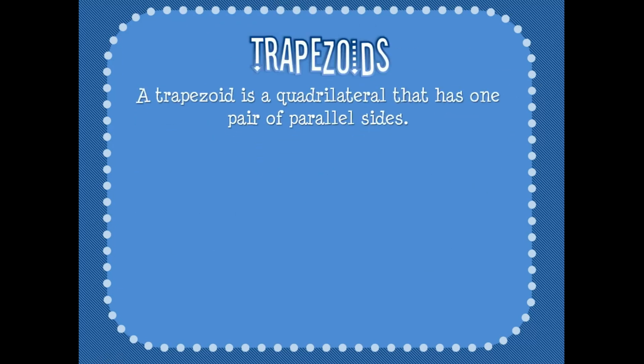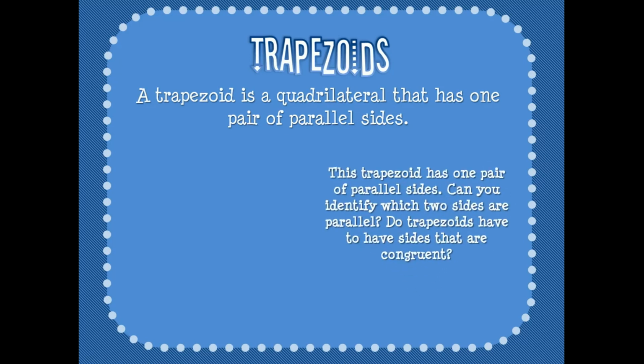Now trapezium, or we can call it a trapezoid. A trapezoid is a quadrilateral that has one pair of parallel sides. That means only one pair of parallel sides. Look at this picture. This trapezoid has one pair of parallel sides. Can you identify which two sides are parallel? Yes, AD is parallel to BC. Do trapezoids have to have sides that are congruent? Observe carefully.